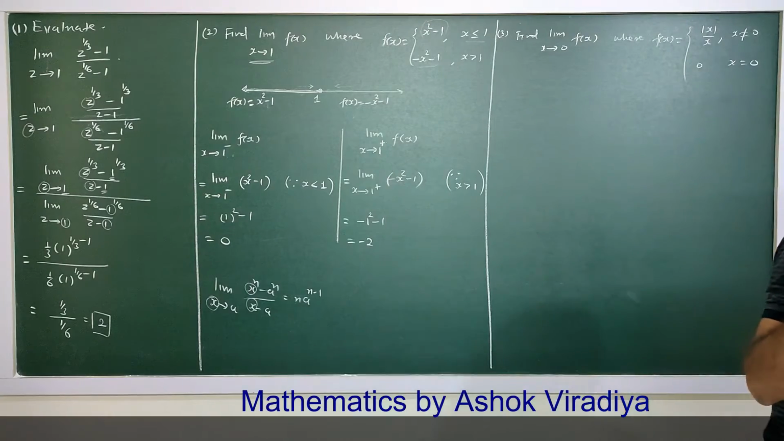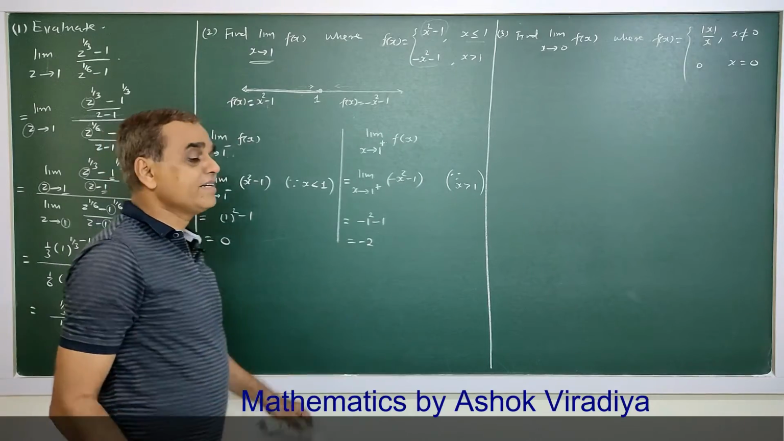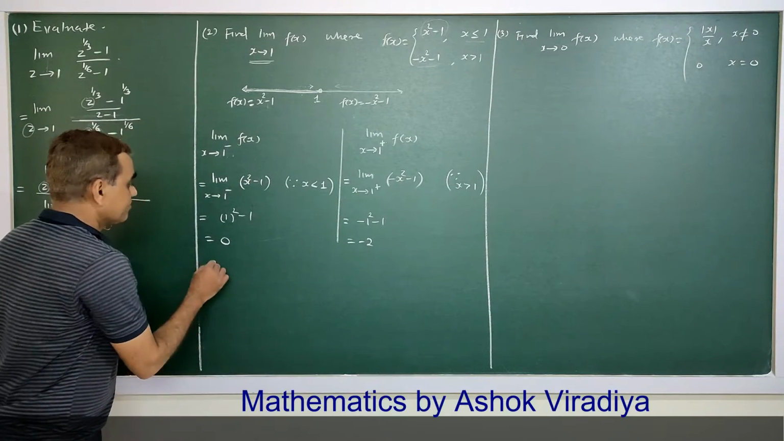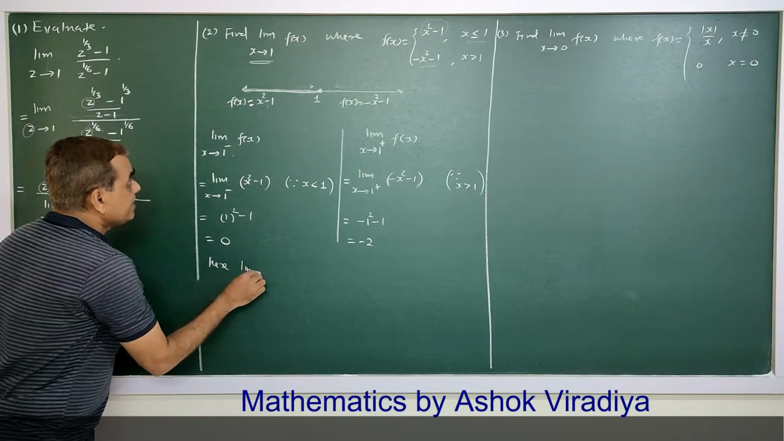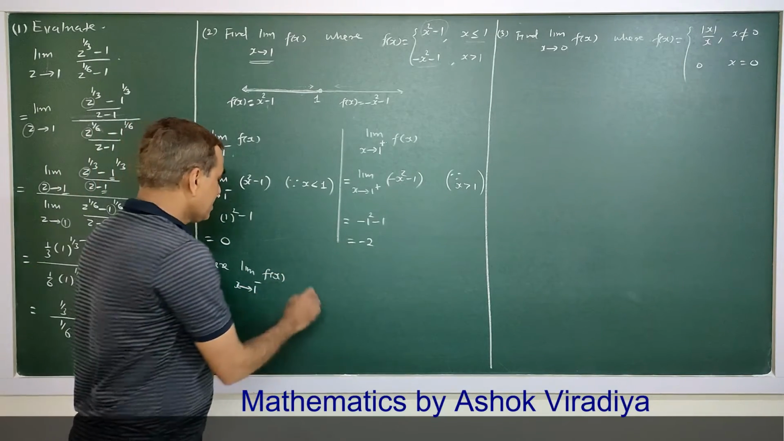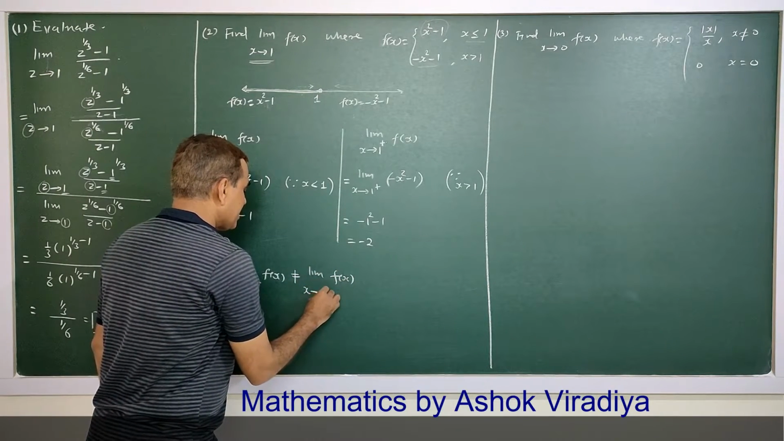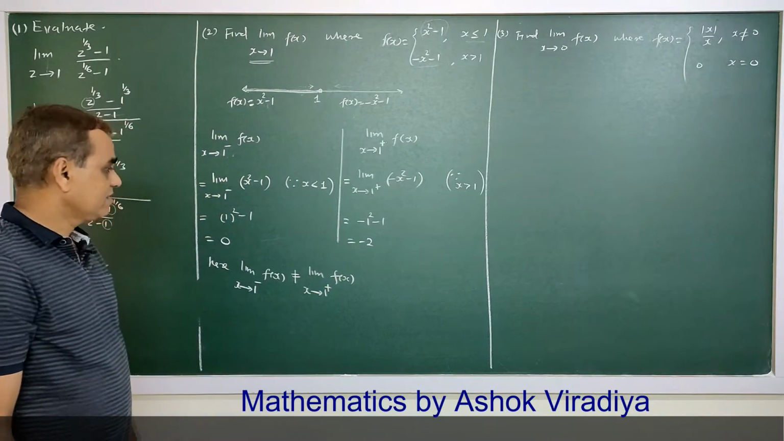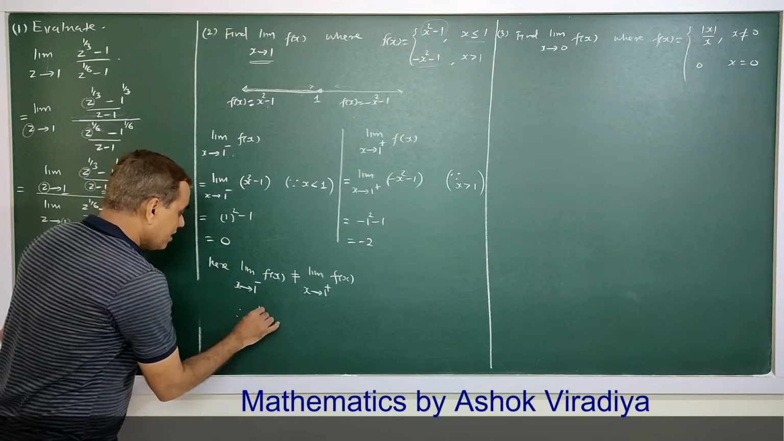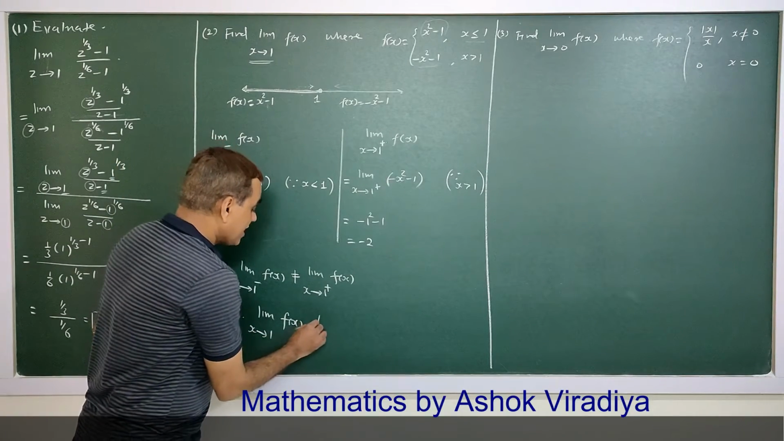So you can see now that the left hand limit and right hand limit as x tends to 1 are not the same. So the limit of f(x) as x tends to 1 from the left side is not equal to the limit of f(x) as x tends to 1 from the right side. This is the left hand limit, this is the right hand limit. Therefore the limit of f(x) as x tends to 1 does not exist.